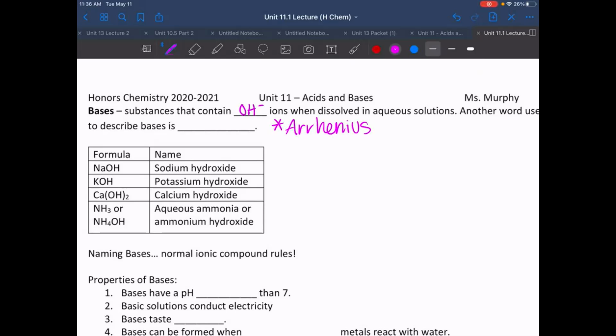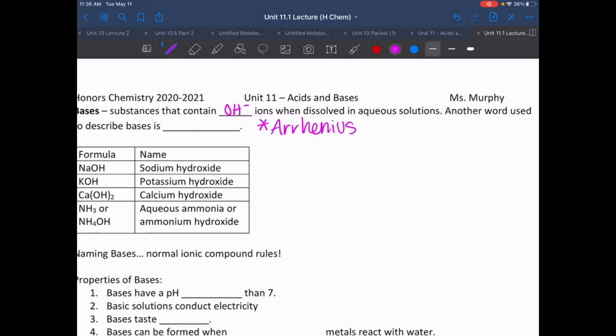That's one of our polyatomics. You guys need to really solidify. Hydroxide is OH minus, and hydronium is H3O plus. Those are things I expect you guys to know. And again, I want to make sure that you guys get used to this word because I'm not sure if you've used it before, but another way to describe bases is alkaline.